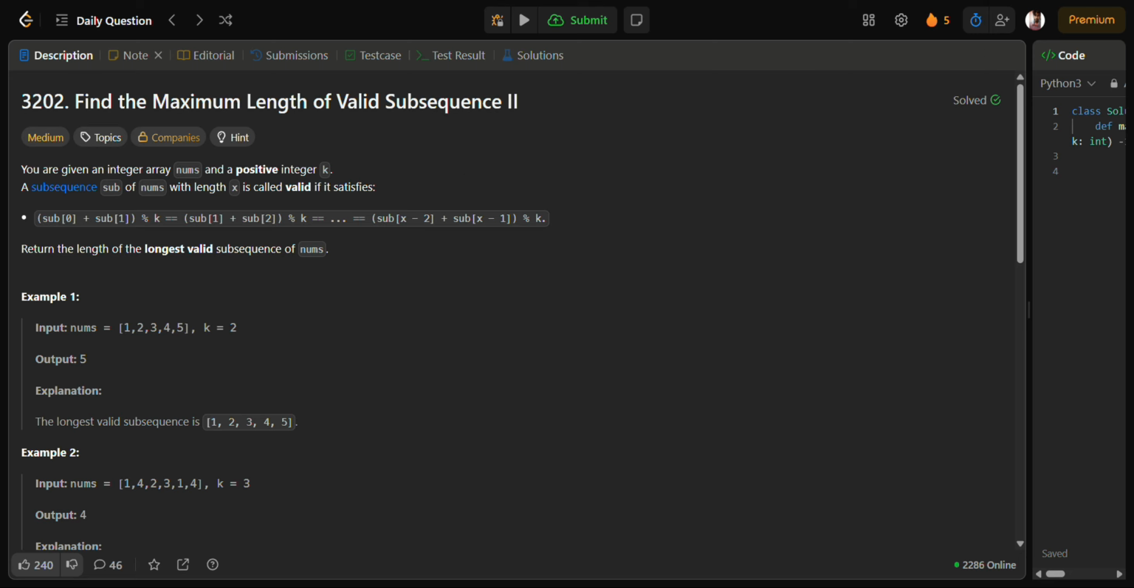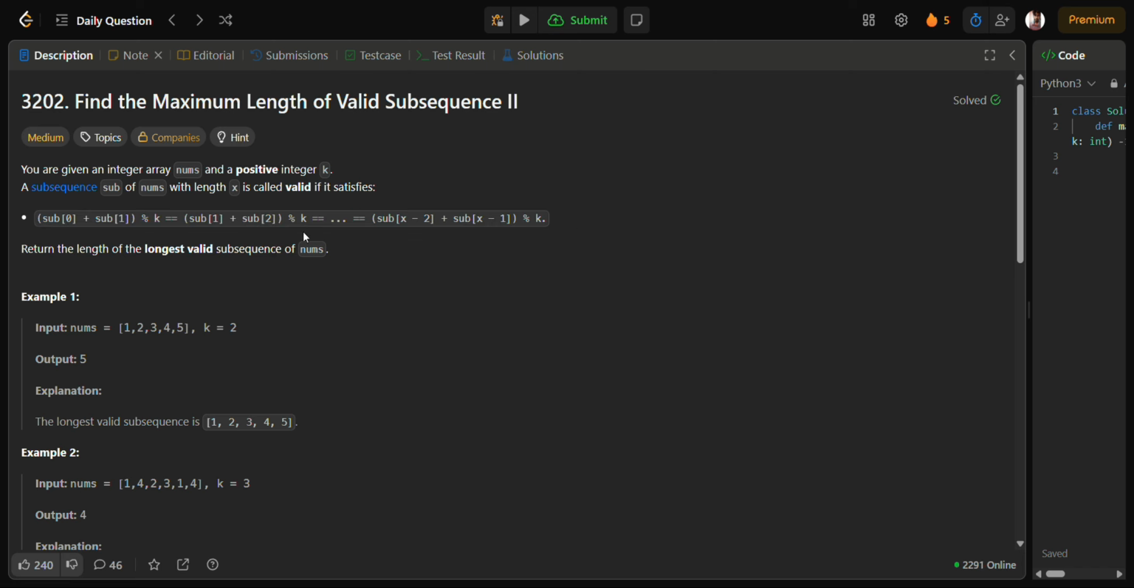So, let's get started. In this problem, you're given an array of integers called nums, and a positive integer k. Your task is to find the length of the longest valid subsequence, but there's a twist. The subsequence must follow a special pattern. When you look at any two consecutive elements in the chosen subsequence, say, the first and second and third, and so on, the sum of each pair, when divided by k, should always leave the same remainder. That means, as we move through the subsequence, each pair of consecutive elements should behave the same way when their sum is divided by k. It's like the subsequence has a consistent rhythm or pattern when it comes to these pairwise sums.